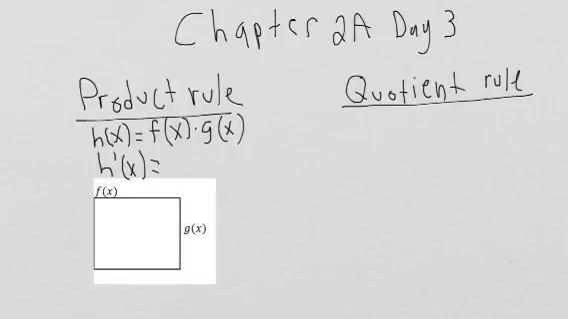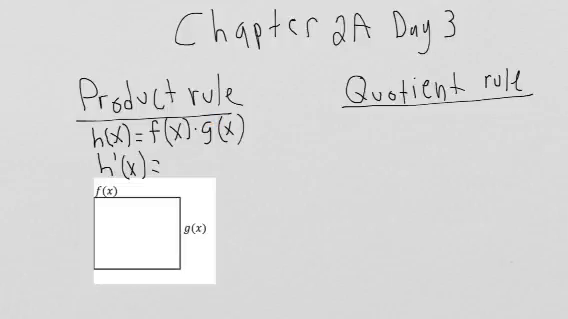Okay, on day 3 of this unit, we got into the product rule and the quotient rule for finding derivatives. First, starting with the product rule, this is a visual representation for why the product rule makes sense. We have a rectangle that has a width defined by the function f of x, and a height defined by the function g of x. Therefore, the area, which I called h of x, is equal to f of x times g of x, just length times width, right?